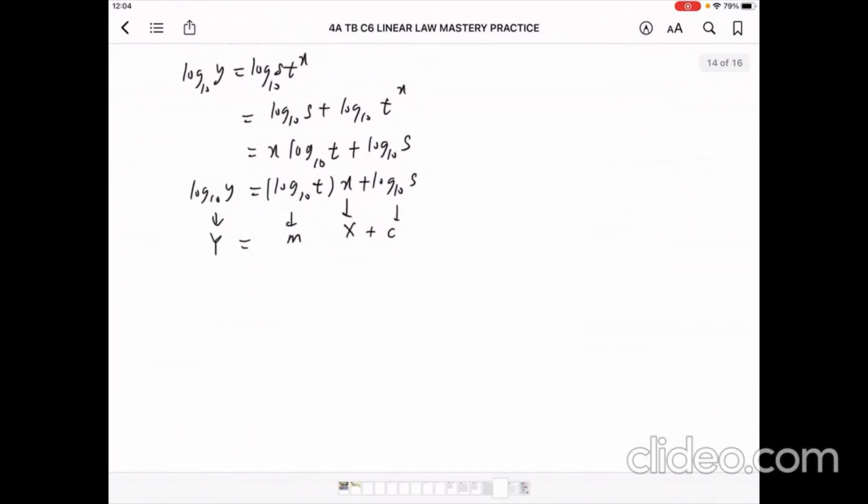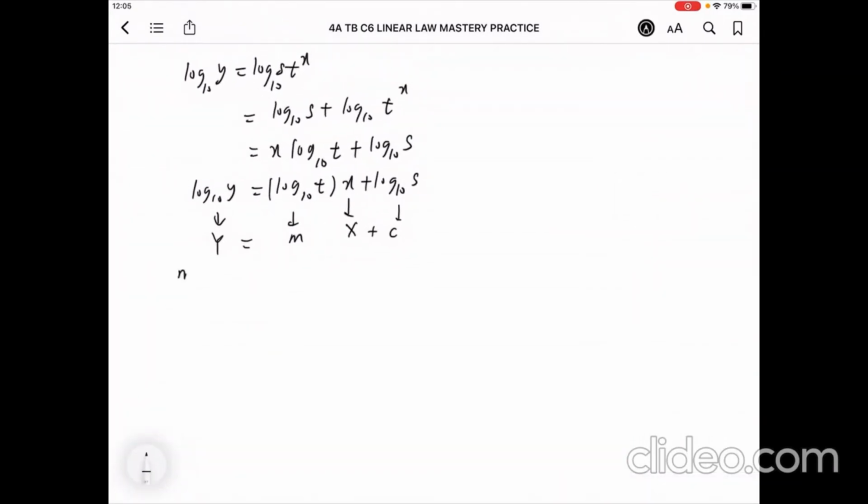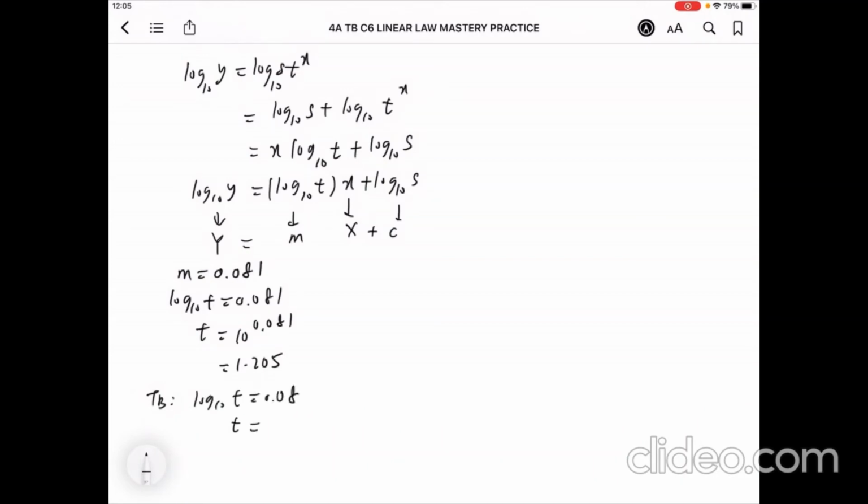If you find your gradient from the graph to be 0.081, then we write log 10 t equals 0.081. Then use your calculator. T is 10 power 0.081. You can press shift log, or we call it the anti-log. My answer is 1.205. Now if the textbook got 0.08, the answer is 1.202. I think the textbook gives a lot of decimals. You don't need such an accurate answer; 3 significant figures is good enough. This is my answer, and this is the textbook answer.